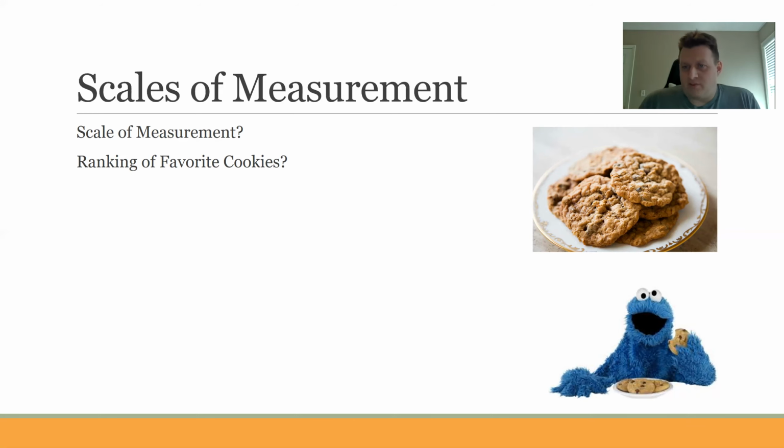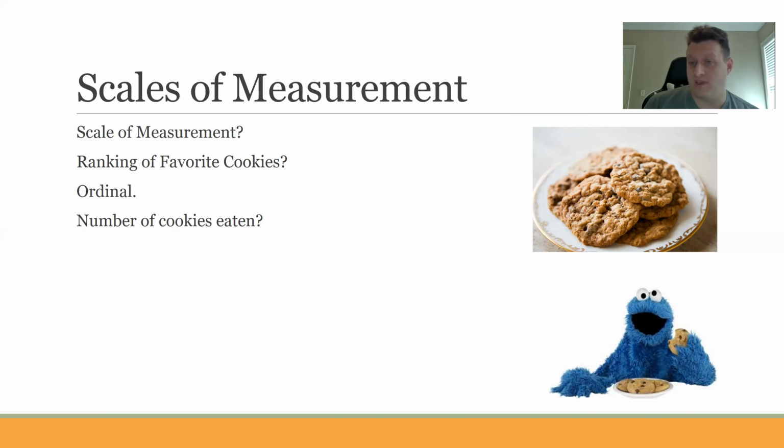What kind of scale of measurement is this? Anytime we're doing rankings, we're looking at an ordinal scale of measurement. 1, you like Oreos better than you like Nutter Butters, but we can't tell if the interval between Nutter Butters and Oreos is the same amount as the interval between Nutter Butters and Chips Ahoy.